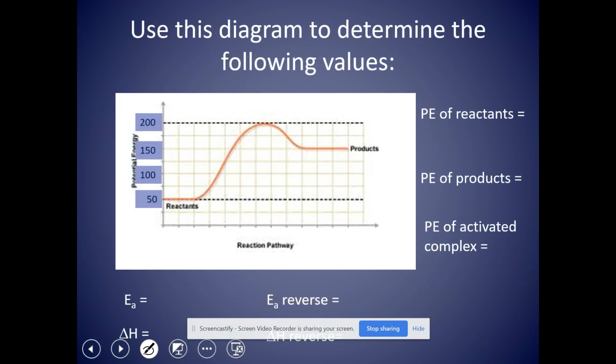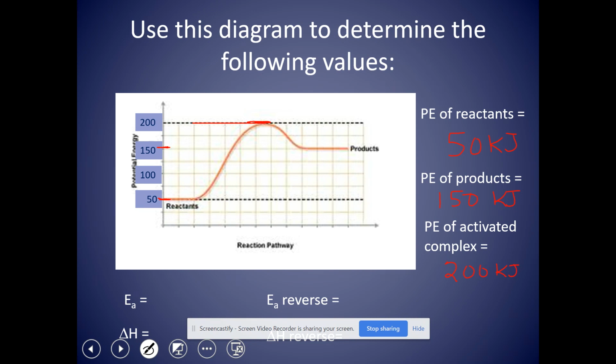All right, so use the diagram to determine the following values. I tried to put some little numbers on this diagram, so hopefully you can see where they correspond. So the potential energy of the reactants, they're right here. So their potential energy is like 50 kilojoules. The potential energy of the products, they're right here. So they are at 150 kilojoules. And the activated complex is up here, so it's at 200 kilojoules.